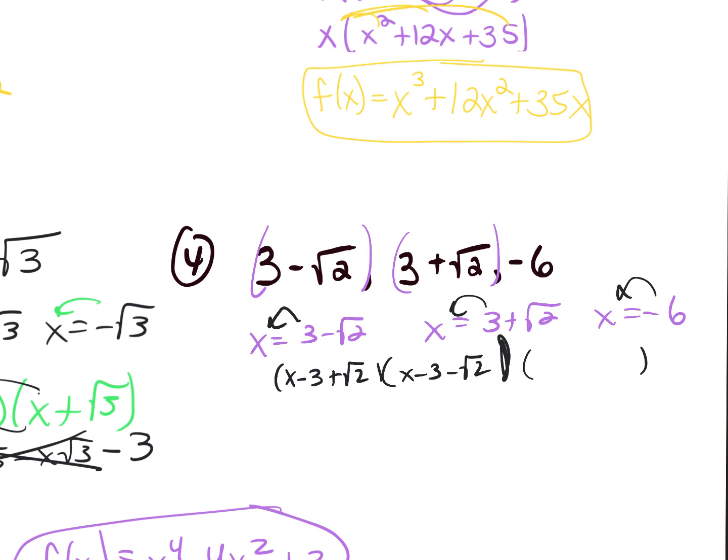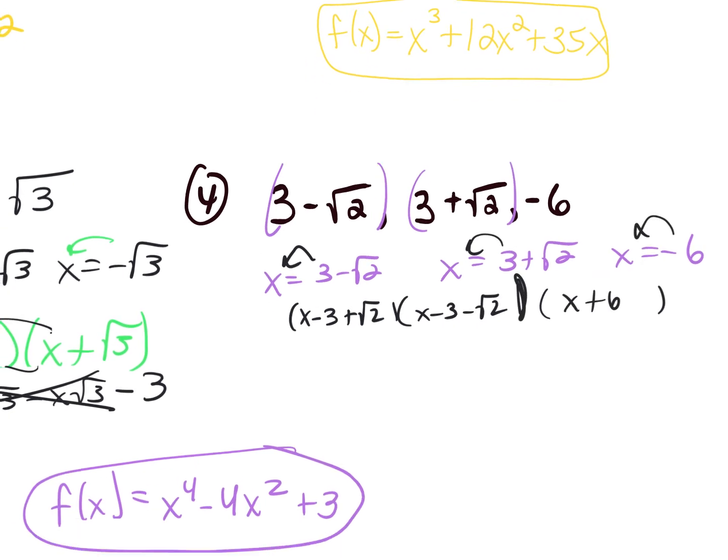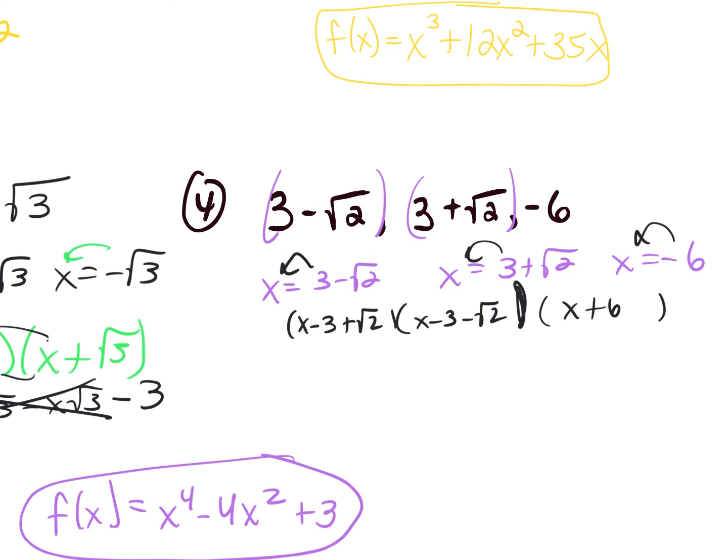And then bring this over, this becomes x plus 6. So let's FOIL these first 2 together. So x times x is x squared. X times negative 3 is minus 3x. And x times negative root 2 is minus x square root 2.